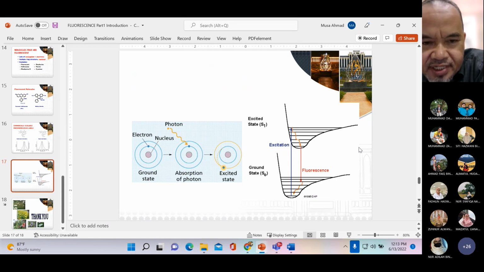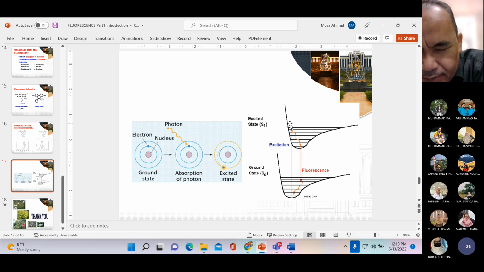So what happens in fluorescence? Once you give a photon, the energy of the photon is absorbed, and the electron moves to the next higher energy level. If this is the excited singlet state and this is the ground state singlet, then once you give the photon, you can see the blue line moving from the ground state to the excited state.